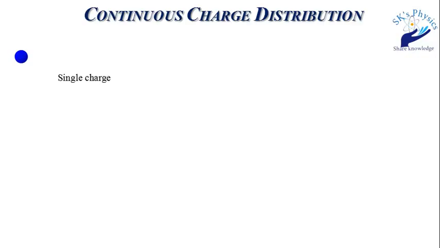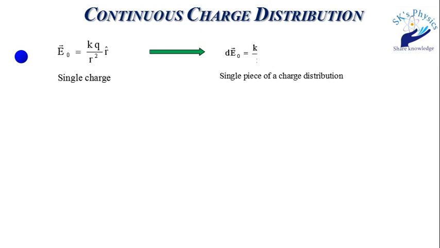Now take a single charge, and its electric field is E is equal to kq by r square into r cap. At that time, the charge distribution is a single piece of charge distribution, and the electric field dE is equal to k dq by r square into r cap.